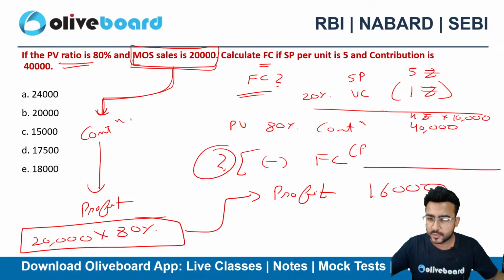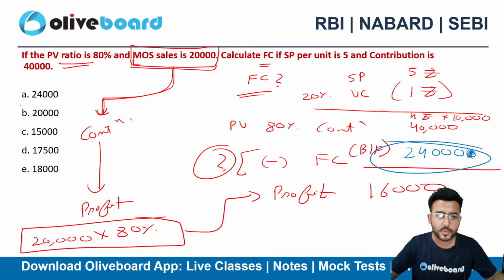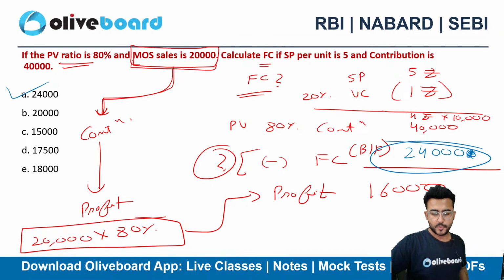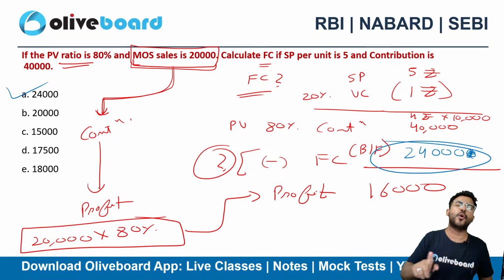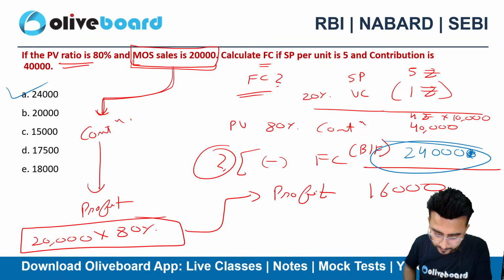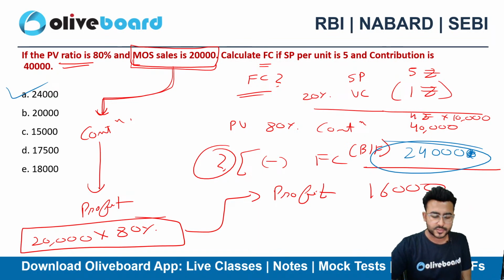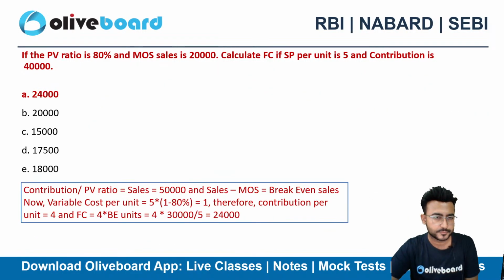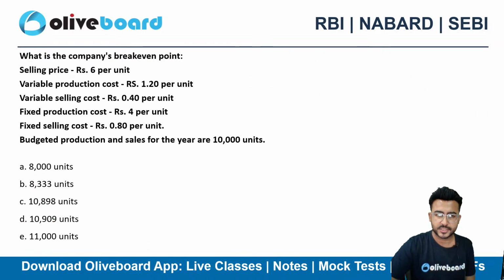Now fixed cost will be nothing but the balancing figure, 40,000 minus 16,000. So the correct choice here will be 24,000. Option A. Option A here will be the correct choice. This is a complex question. This is an indirect question. The series is both for your phase 1 and your phase 2 examination. It's not like I'm just covering phase 1. I'm aiming for both. Option A here will be the correct choice.